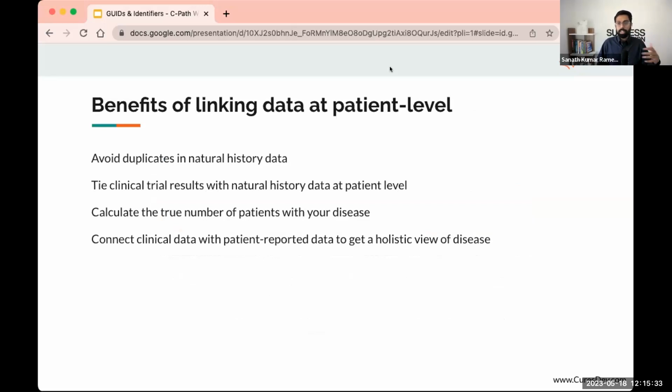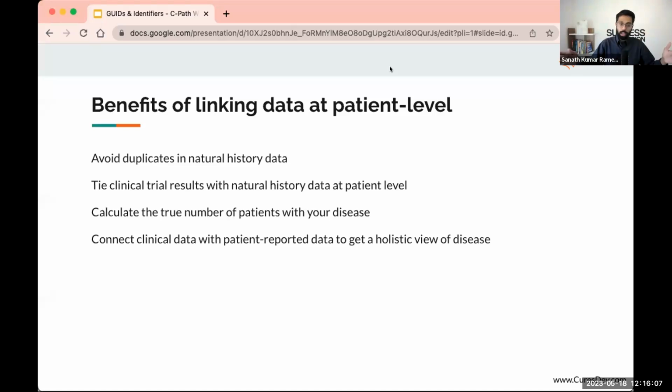Now, why would you need to link data at the patient level? Because of several reasons, and a few examples that I can cite here: you want to avoid duplicates in your natural history data. You want to be able to tie clinical trial results with the natural history data at the patient level. Or like me, you want to count the true number of patients that you have in your disease and not a hand-wavy guesstimate that no one could use. Or you want to connect your patient-reported data with clinical data from your EMRs, from your hospital systems, and get a holistic view of the disease.